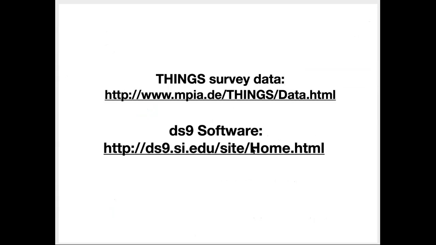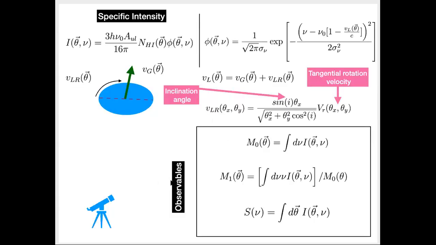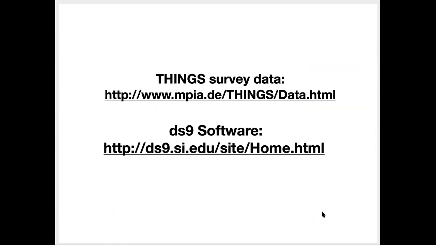And this is a software which is for data visualization and some very basic analysis work. So we'll see how we get some of these quantities that we talked about here, and how you get an idea about the tangential rotation velocity as well as the galactic velocity from these data cubes.